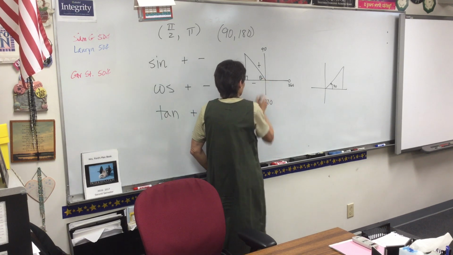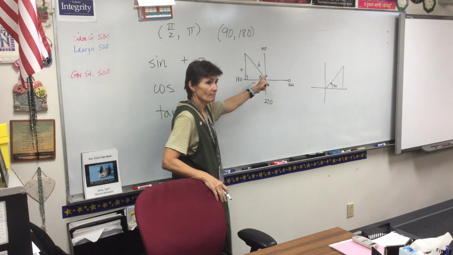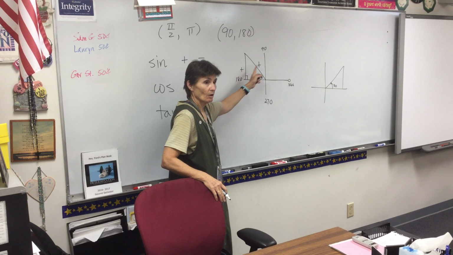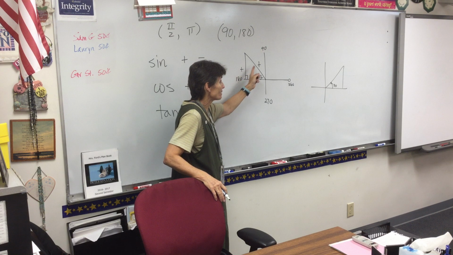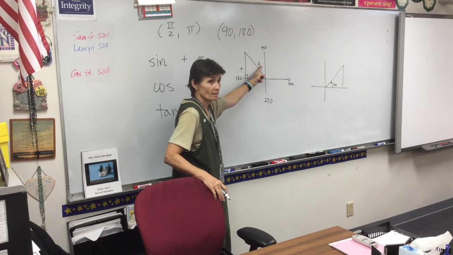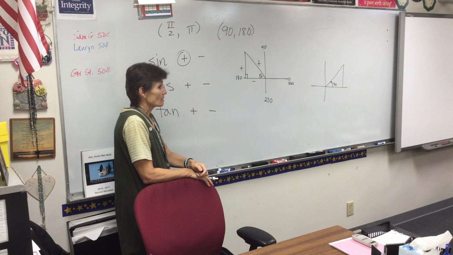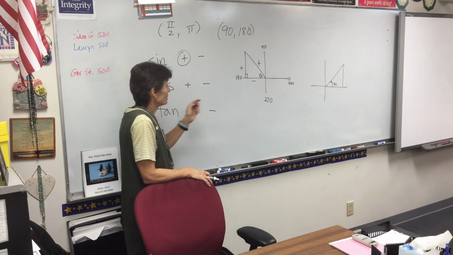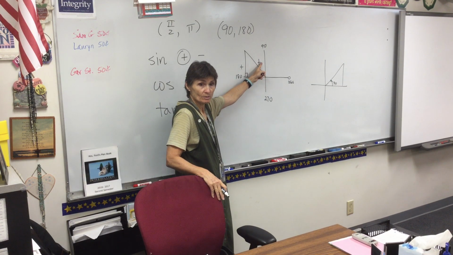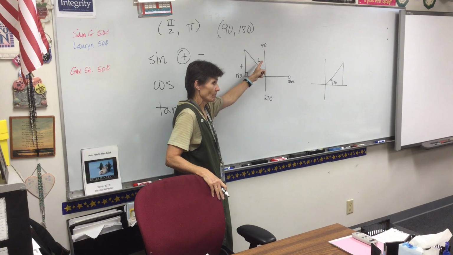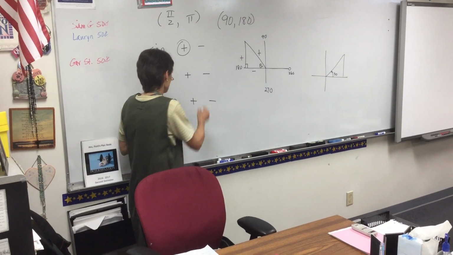Here's theta. Tell me about the sign. What's sine again? Opposite over hypotenuse. Well, opposite over hypotenuse would be positive over positive, which is positive. So the sine is positive in that quadrant. Now what about the cosine? Well, cosine is adjacent over hypotenuse. So that would be negative over positive, which is negative.